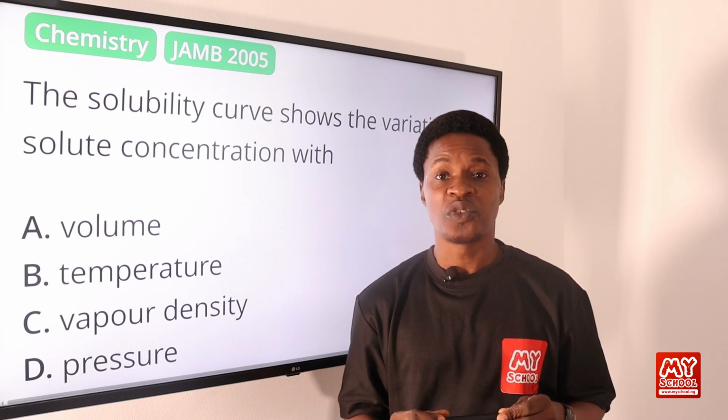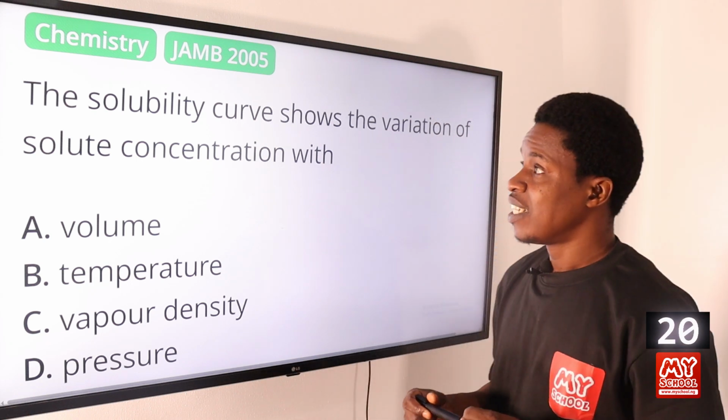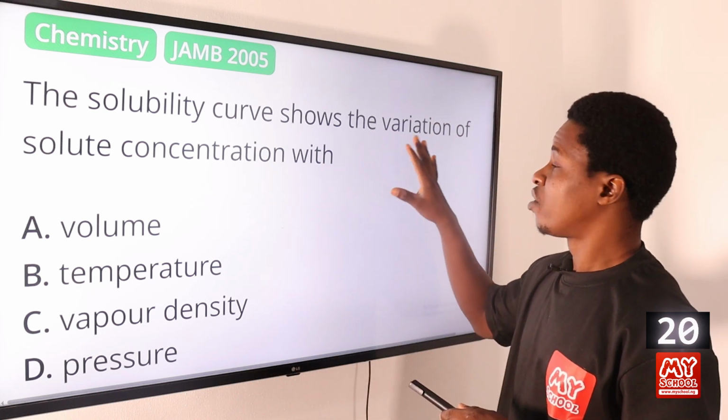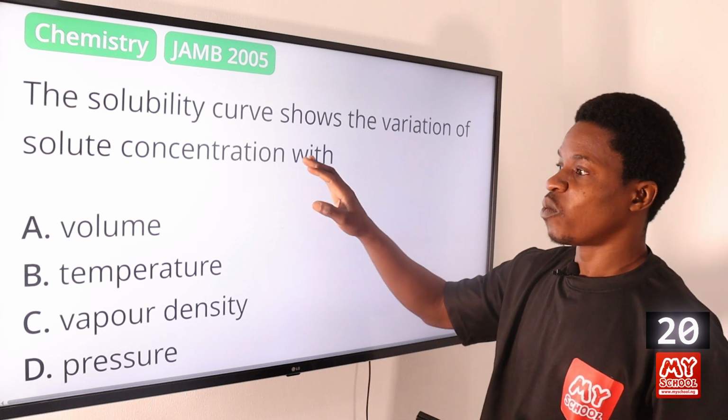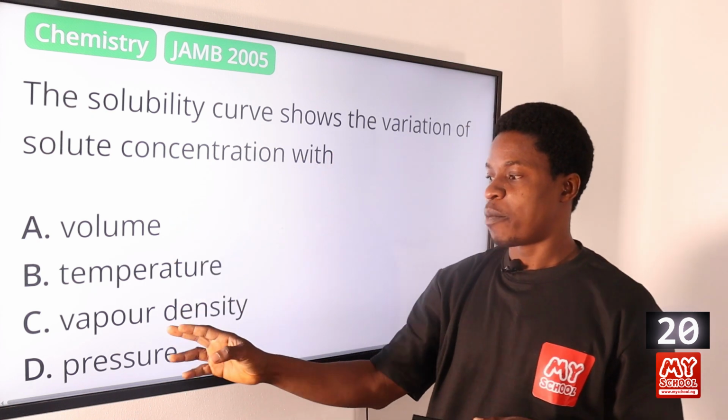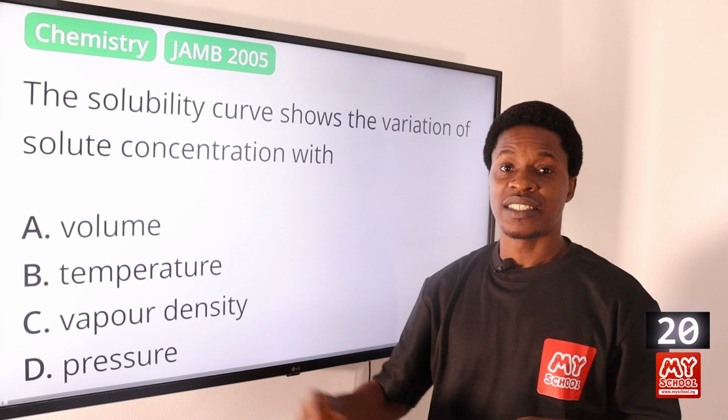Now, let's move on to question number 20. The solubility curve shows the variation of solute concentration with what? We have volume, temperature, vapor density, pressure. Of course, the answer is temperature.